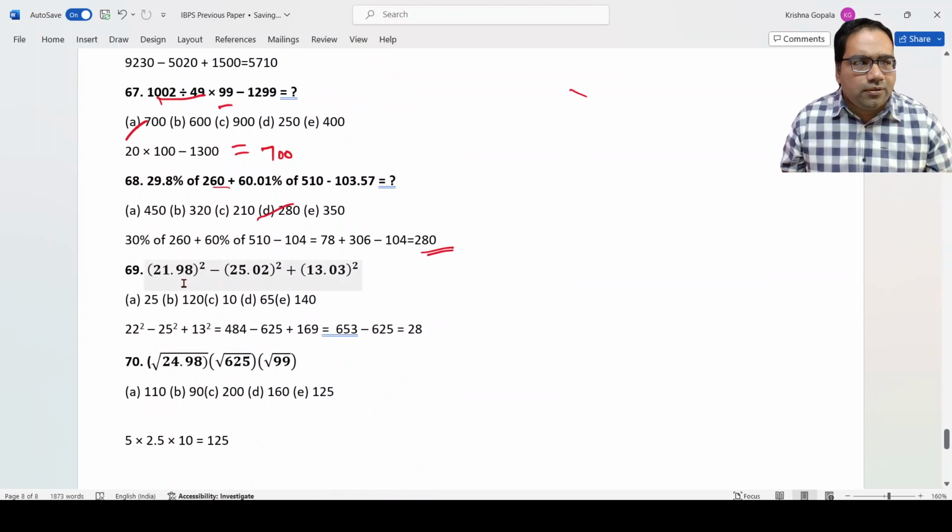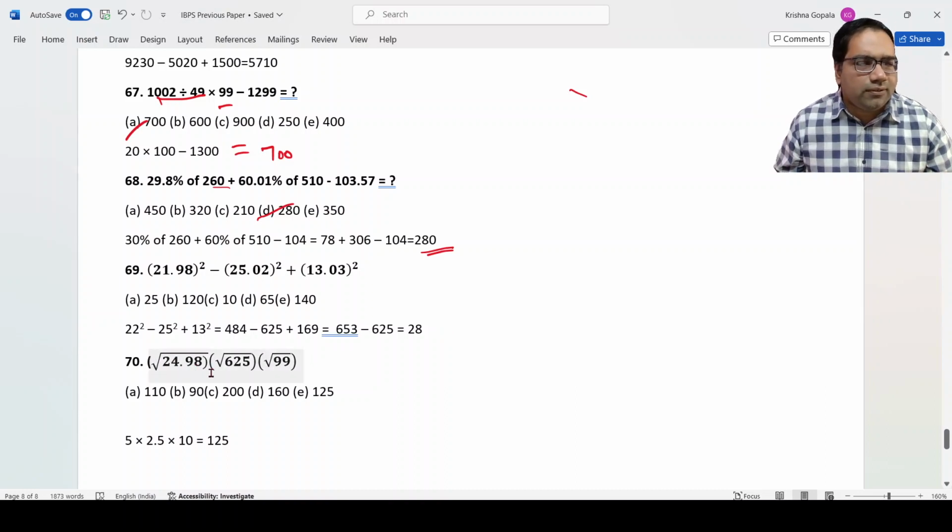Next one. 21.98 square minus 25 square plus 13 square. Just simplify this. 22 square is 484, minus 25 square is 625, plus 13 square is 169. Right? This is equal to 653 minus 625, which is equal to 28. This is the correct answer.